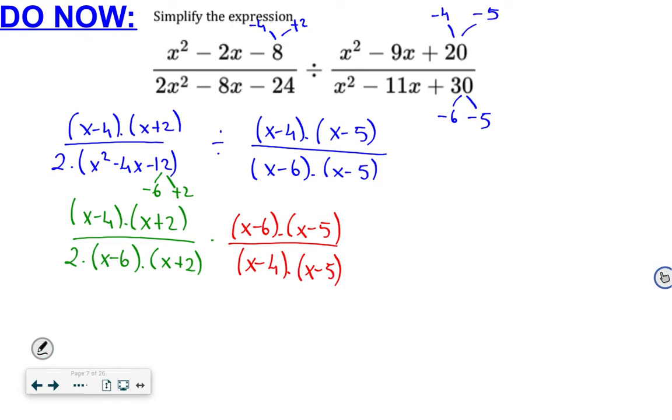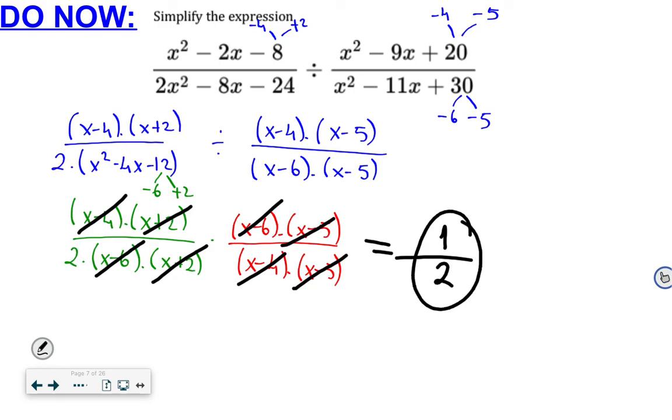If you simplify the common factors, x minus 5 and x minus 5 will be cancelled. x minus 4 will be cancelled. x minus 6 will be cancelled. x plus 2 will be cancelled. What is left in the numerator is 1, and what is left in the denominator is 2. 1/2 is the answer of this rational expression.